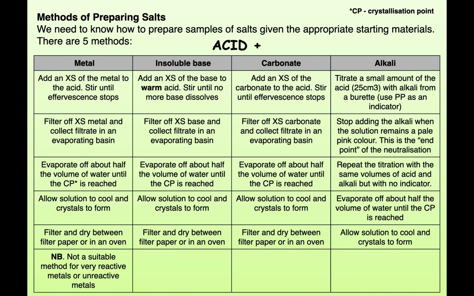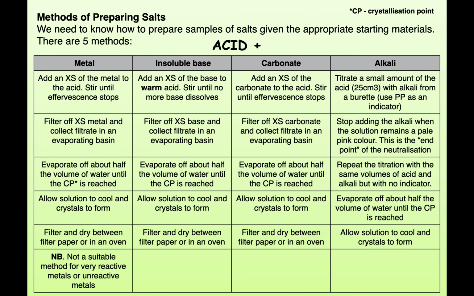Now, acid plus alkali is a bit more complicated, simply because you can't actually see the product, and it's very difficult to know when you've added enough of the acid or the alkali. So what we do is we use a titration. So we titrate a small amount of the acid, for example 25 cm³, with alkali, from a burette, and we use PP. PP is phenolphthalein.